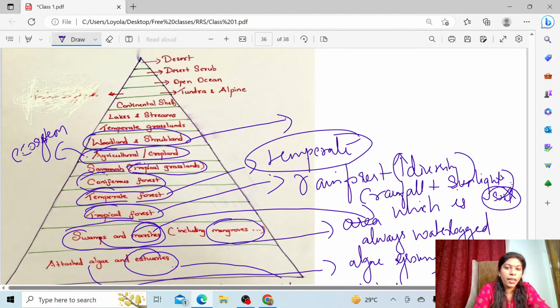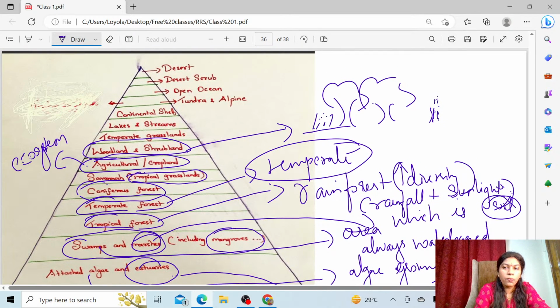What is woodland or shrubland? That means there will be some grasses present here, then some trees interspersed with them, and shrubs and small plants you can find, like bushes, herbs and grasses, all mixed. This is called woodland and shrubland. So after the cropland, you can place the woodland and shrubland in terms of productivity. Then only comes the temperate grasslands.